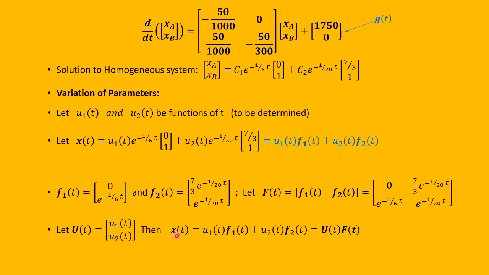In that case, we can say that x of t is u1 times f1 plus u2 times f2. Let's start that again. x of t is u1 f1 plus u2 f2, where f1 and f2 are column vectors, and we can rewrite that sum of products as the matrix capital U that we defined here times capital F of t, which is this matrix here. Capital F is formed by the columns, the little f sub i's.